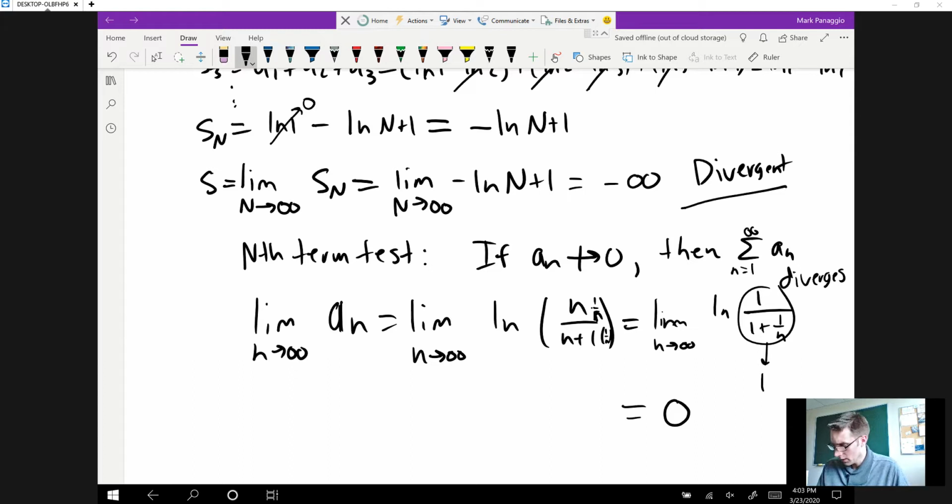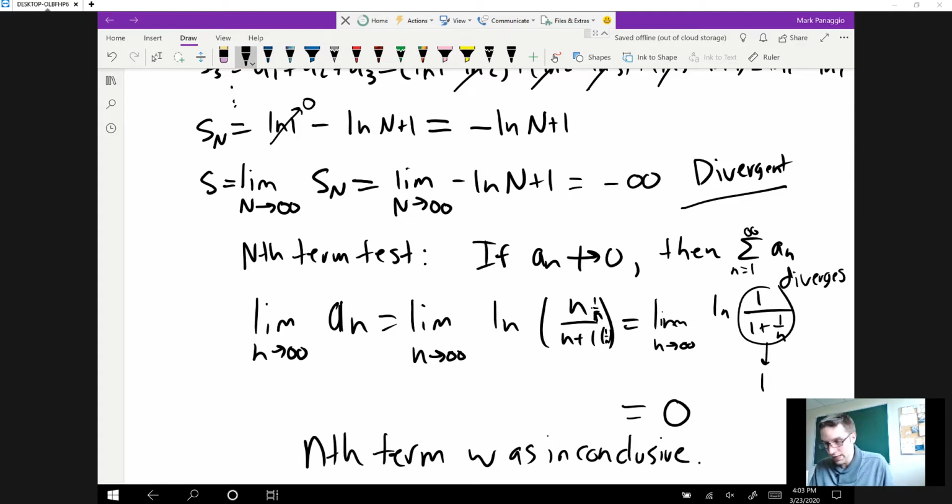All right, so I show you that to remind you of the nth term test. The nth term test can show us divergence. In this case, though, the nth term test was inconclusive. Right? We got 0, so it doesn't really apply. It only tells us something if the terms do not go to 0. But because this was a telescoping series, we were able to get around that and actually find the answer a different way.